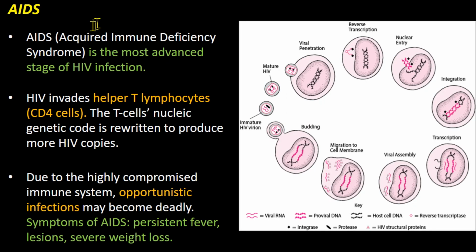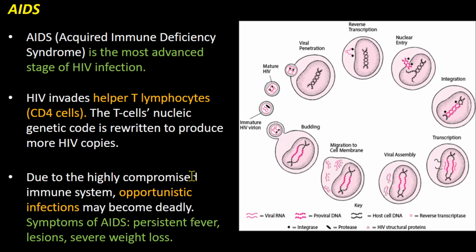So AIDS, which stands for Acquired Immune Deficiency Syndrome, is the most advanced stage of HIV infection. HIV invades helper T lymphocytes, which are called CD4 cells. The T cells' nucleic genetic code is rewritten to produce more HIV copies. This is basically the same thing as we saw here with dengue, where you had the viral penetration, reverse transcription, making new DNA copies, entry into the nucleus, integrating within the DNA in the nucleus, transcription, which is basically forming more mRNA molecules, and translation, which is assembling proteins which will then migrate to the cell membrane, bud off, and then be sent off to infect more white blood cells in this case.